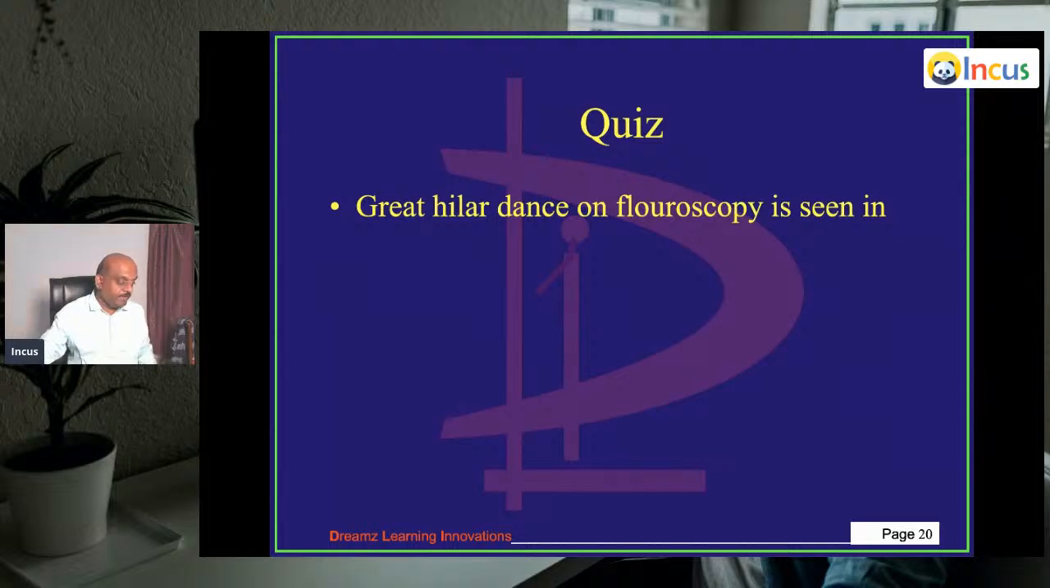Where do you see the great hilar dance, doctor? I'm waiting for your answer. Where do you see great hilar dance on fluoroscopy? Which condition? Which cardiac condition? Come on, punch your answers.